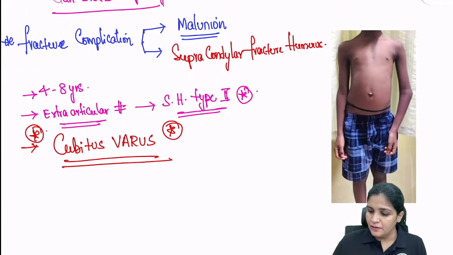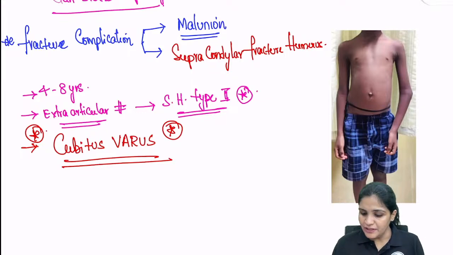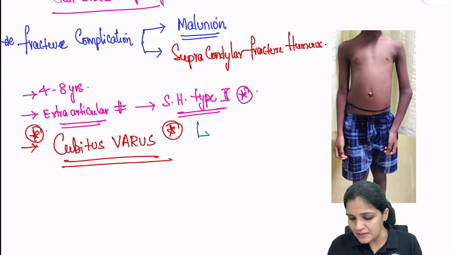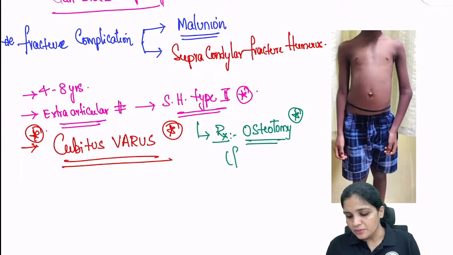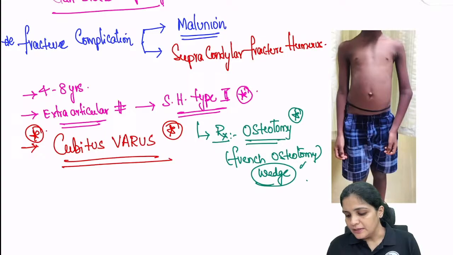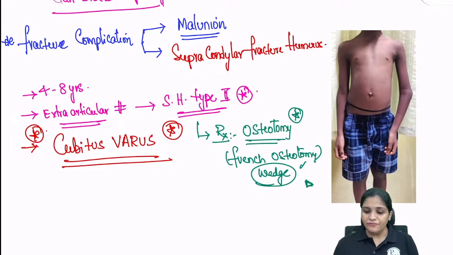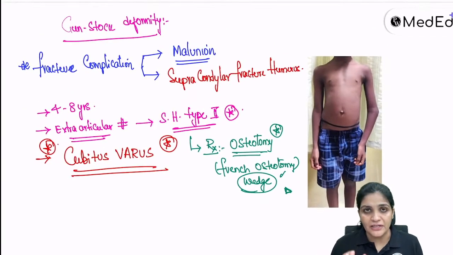And now, how do you treat it? So let's complete this cubitus varus. Treatment of varus is you again do an osteotomy. That means you correct the alignment. Whenever you want to align the bones, you cut the bones, right? So osteotomy, and the name of that osteotomy is the French osteotomy. So this is a wedge-shaped cutting which we do. It is like this. The bone is cut in the shape of a wedge like this. Okay. So this is called the French osteotomy for the treatment of Gunstock deformity.